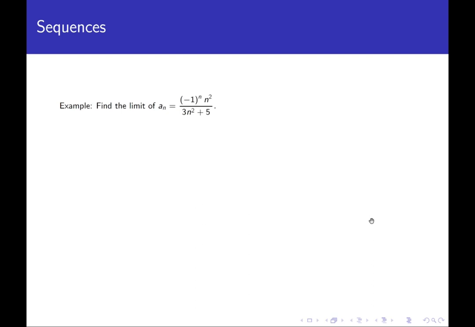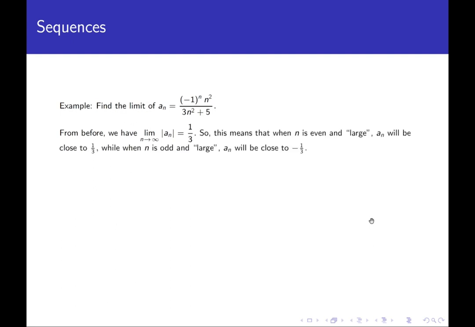All right, so now let's look at this one. This looks a lot like the first example, except that now we've put an alternating term in. We've got that -1 to the n times the sequence n squared over 3n squared plus 5. All right, so if I take the absolute value of the terms, make the alternating piece go away, then the terms go to 1/3. We saw that in that first example that we did.